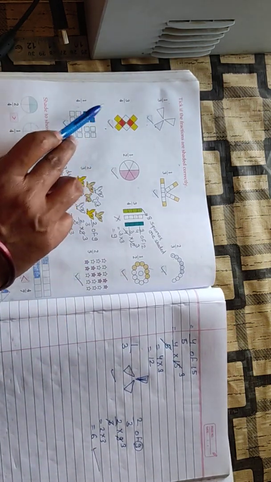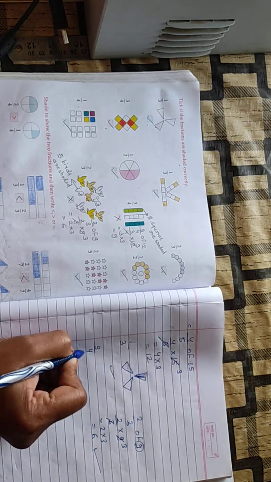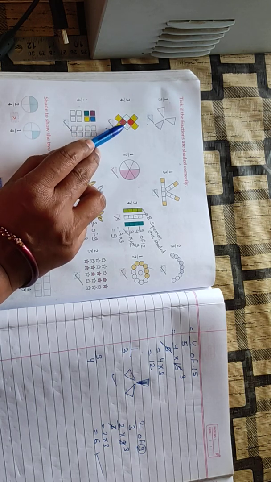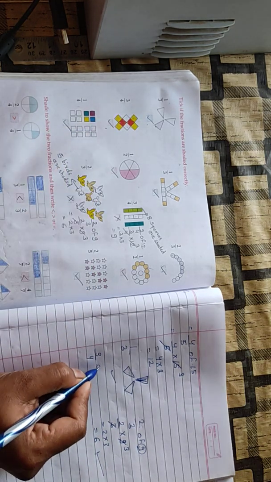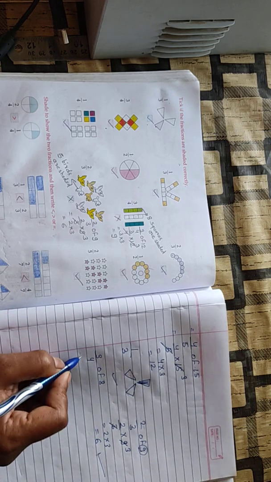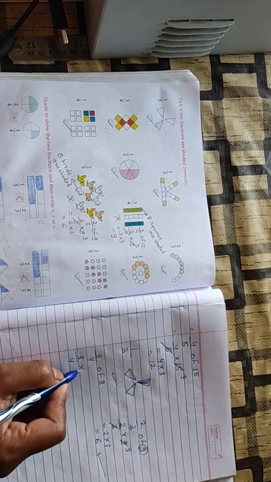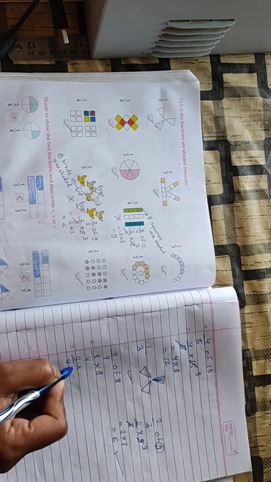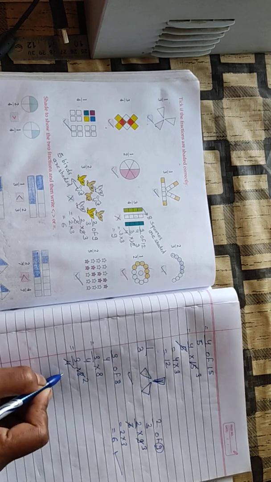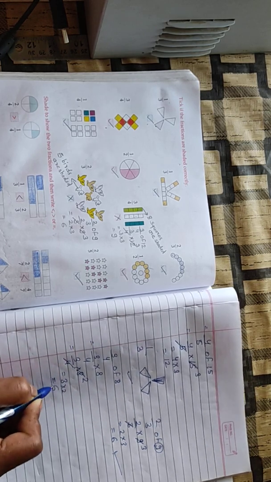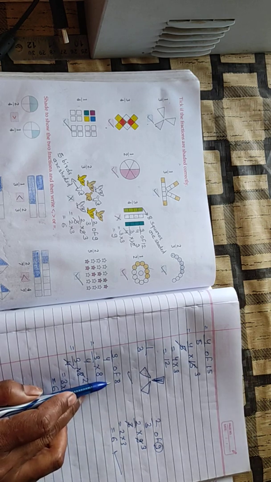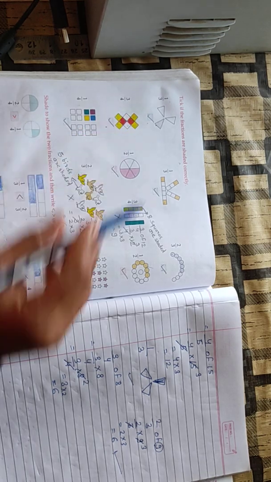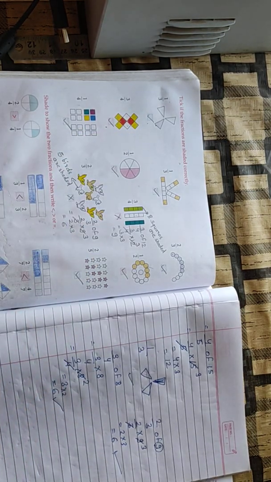Now here comes 3 by 4. Let us count how many squares are there in total: 1, 2, 3, 4, 5, 6, 7, 8. Total 8 squares are there. So 3 by 4 of means multiplication. Now 8 here, so 3 by 4 into 8. 4 2s are 8. Now 3 into 2 equal to 6. So out of these 8 squares, 6 squares are to be shaded. Let us see: 1, 2, 3, 4, 5, 6. Yes, this fraction is also shaded correctly.